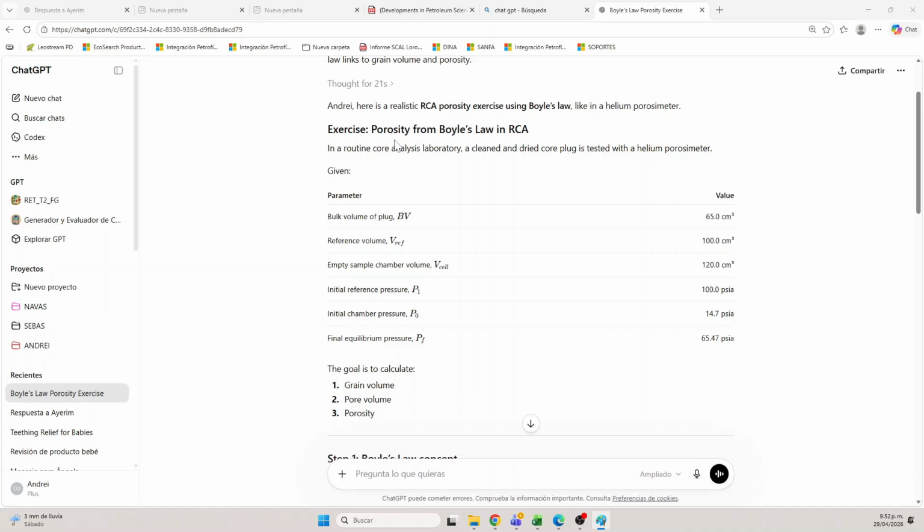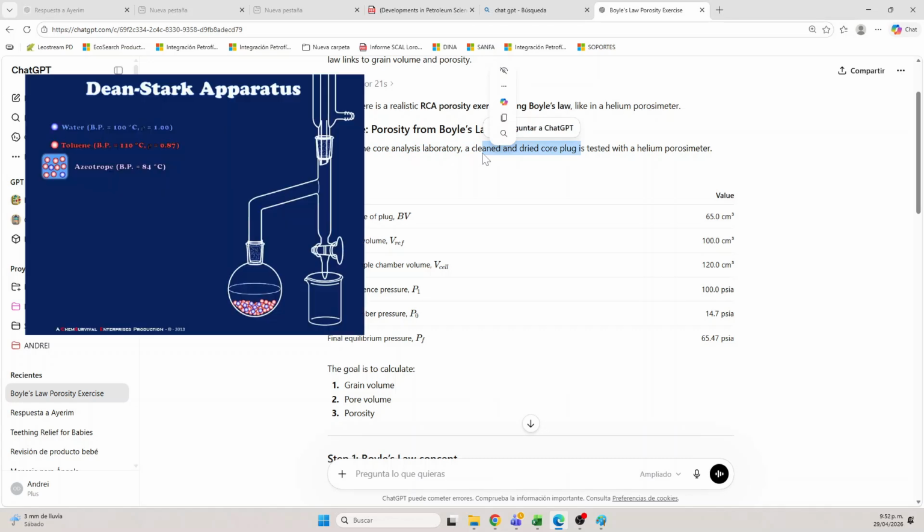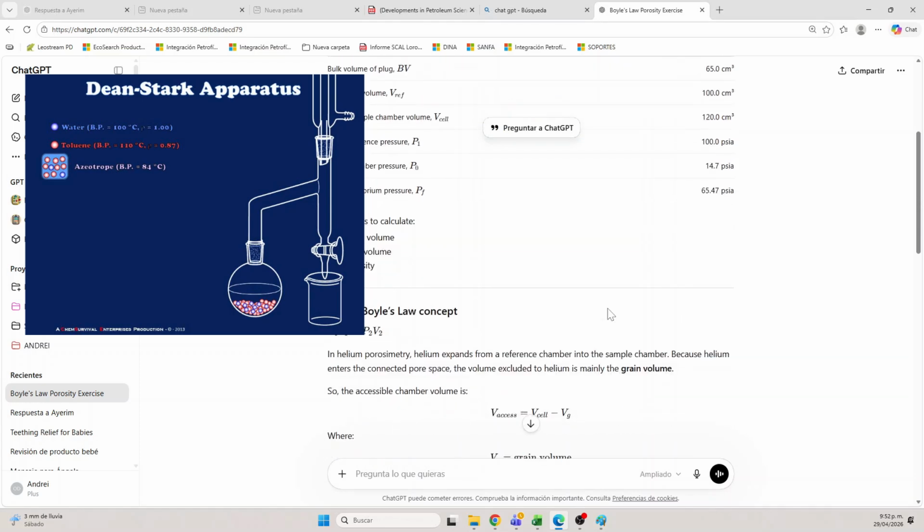So in routine core analysis, a clean and dry core plug is tested with the helium porosity. This is actually important because you have to clean and take all the fluids out, and maybe later in another video we're going to talk about the cleaning process of plugs. The technique they usually use the most is the Dean-Stark method. So maybe we're going to be talking about this one in the next video.